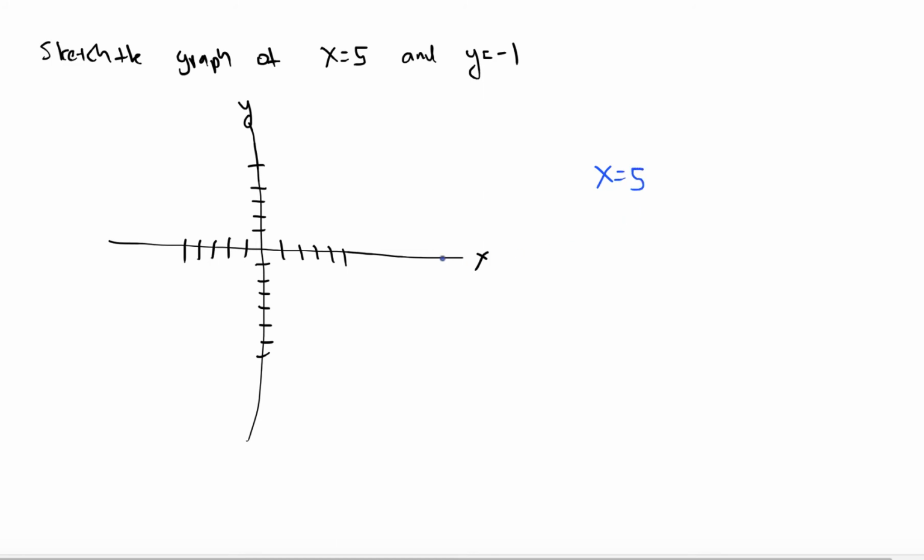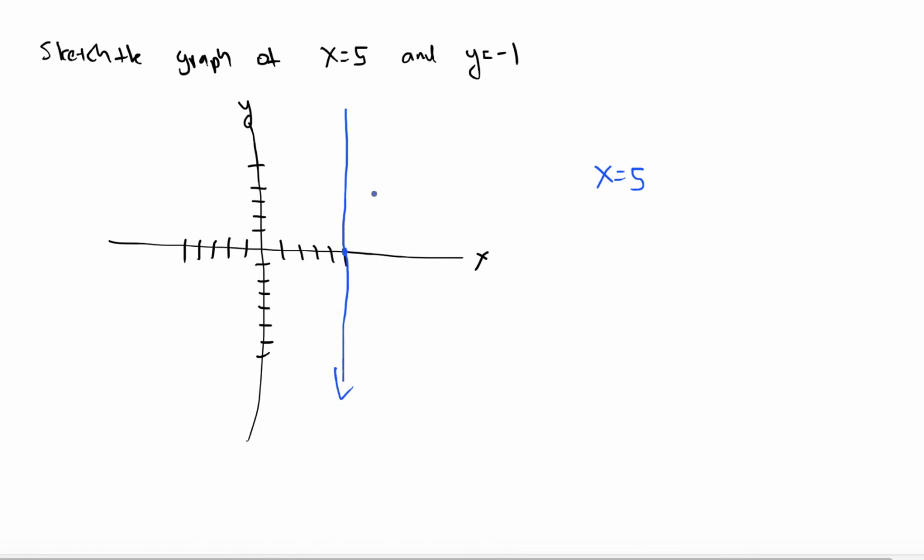Now you notice that here's the x-axis, and here's where x is equal to 5. So what does that mean then? What does this graph look like? It means that no matter what y is equal to, x is always equal to 5. That's going to mean this is a vertical line here.